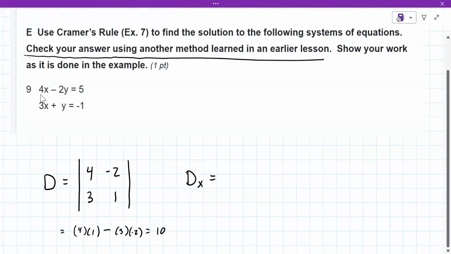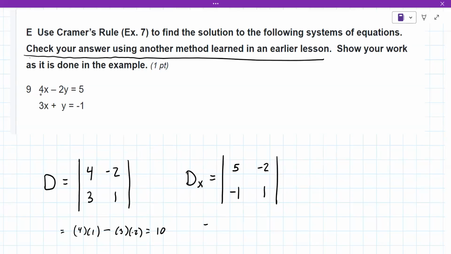Positions of the x. So instead of writing 4 and 3, you write 5 and -1, and then you keep the other two numbers, and you have to calculate the determinant of this. So 5 times 1, you're multiplying the diagonals, minus multiplying the other diagonals, -1 and -2. This ends up equaling 5 minus 2, or 3.